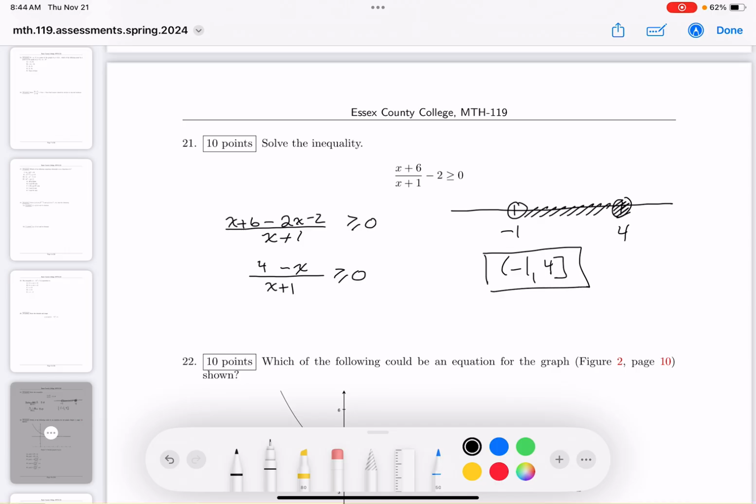That's typically what we do in class, by the way. You could also write down the intervals here. The interval for this would be minus 1 up to and including 4. Either answer is sufficient. Let's go to the next question.